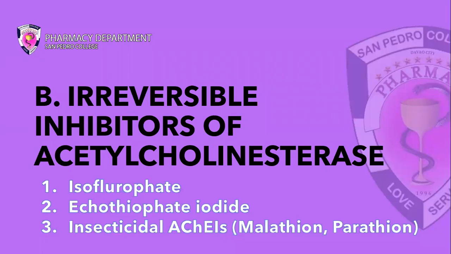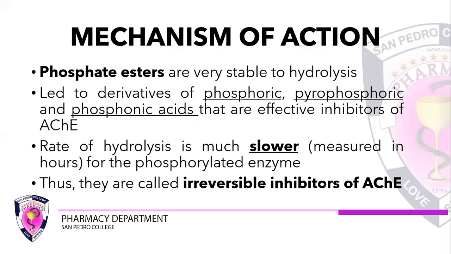We have the irreversible inhibitors of acetylcholinesterase. Examples: isoflurofate, ecothiophate iodide, and insecticidal acetylcholinesterase inhibitors, which includes malathion, parathion. Now, ang ating mga reversible earlier, they act by either acetylation or carbamylation because they contain acetoxy or carbamate groups respectively. Pero ang ating mga irreversible acetylcholinesterase inhibitors, they are best described as phosphate esters.